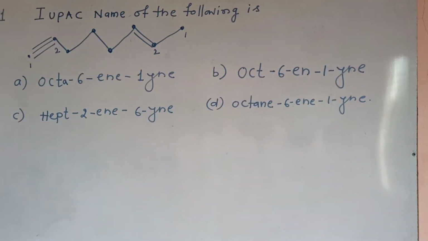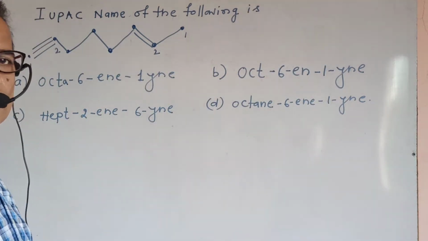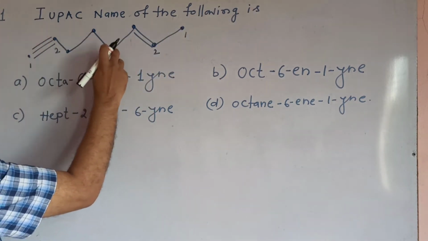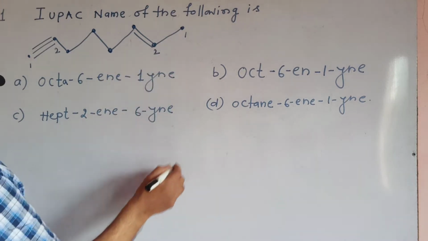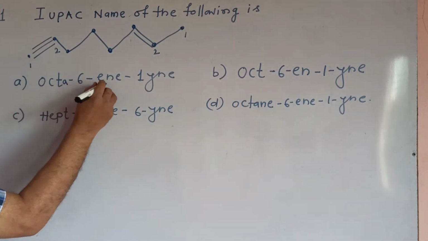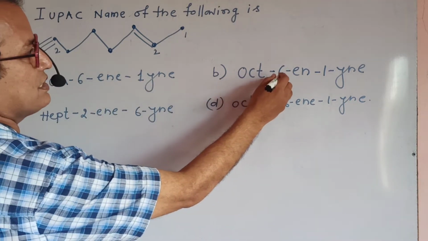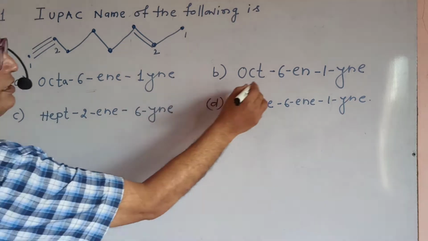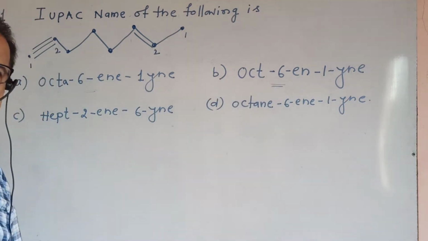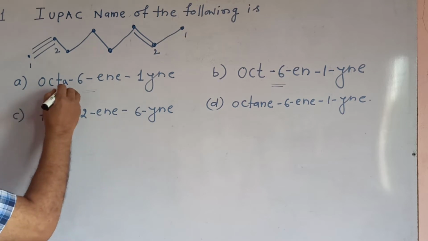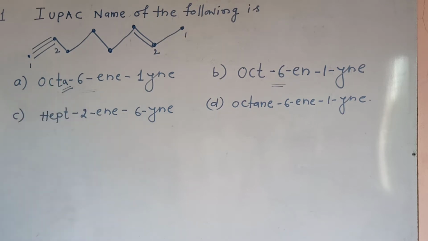Now select the longest chain consisting of the double and triple bond. The longest chain is 1, 2, 3, 4, 5, 6, 7, 8. It is oct-6-en-1-yne, oct-6-en-1-yne. What is the difference between this name and this name? The difference is here octa and only oct.